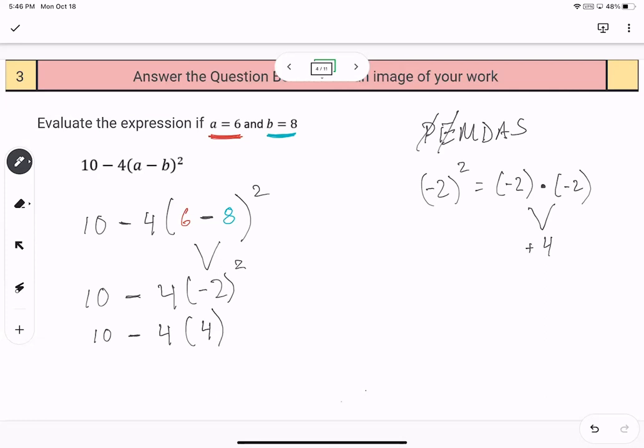Now remember, we did parentheses, we did exponents. Now we do multiplication. Do not do 10 minus 4 first. So we're going to multiply -4 times +4. -4 times +4 is -16. We're going to bring down that 10. Now we have 10 minus 16. That gives us an answer of -6. If you didn't get that, please double check, see where you went wrong, and we'll prepare for tomorrow.